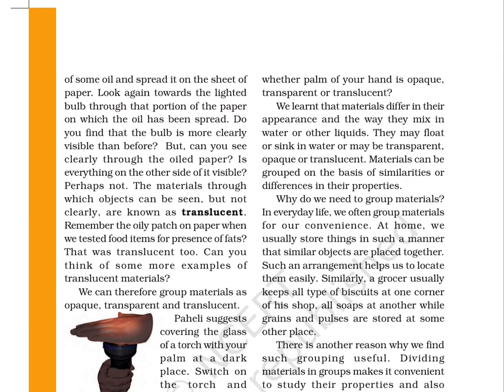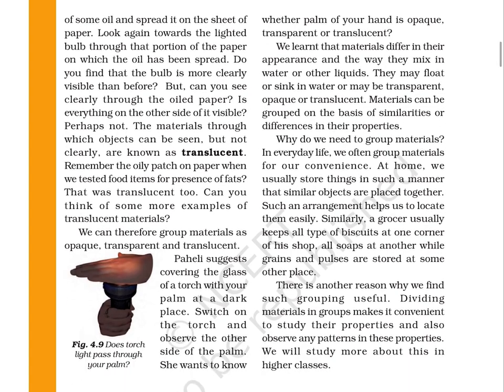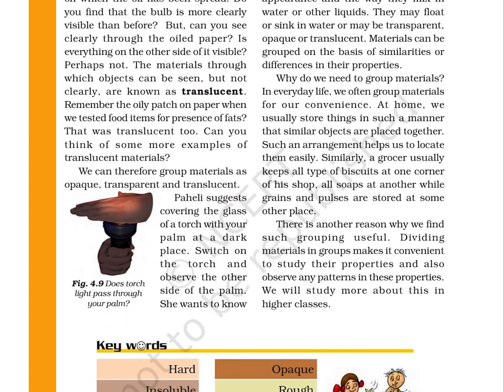But can you see clearly through the oiled paper? Is everything on the other side of it visible? Perhaps not. The materials through which objects can be seen but not clearly are known as translucent. Remember the oily patch on paper when we tested food items for presence of fats? That was translucent too. Can you think of some more examples of translucent materials? We can therefore group materials as opaque, transparent and translucent.